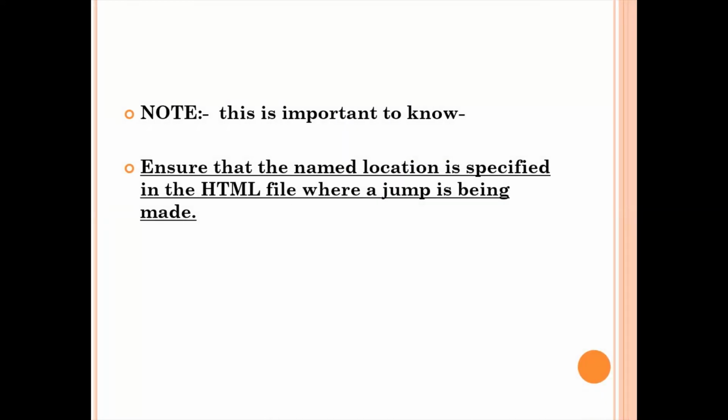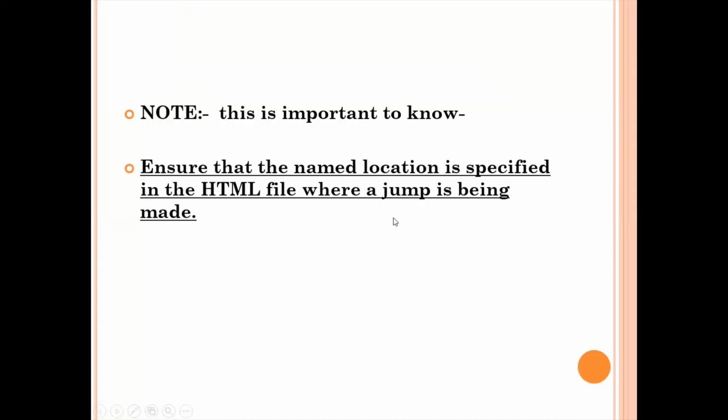The things to remember are on your screen: ensure that the named location is specified in the HTML file where a jump is being made. It means where you are jumping, you have to perform the name attribute in that particular file, not in the current file. We will discuss this, and we will see it in the live demo session. Then how can we perform it?